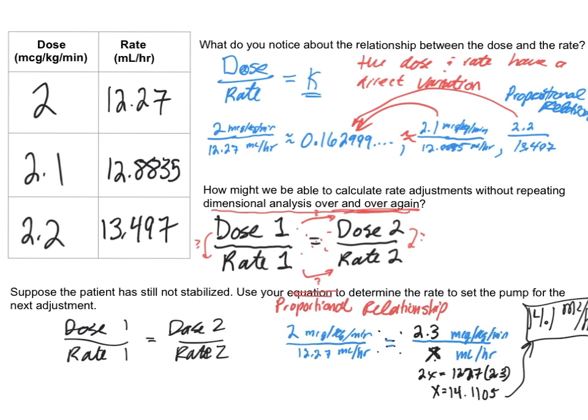So if we were to do the dimensional analysis again, this is what we would see. But we can avoid doing all of those same multiplicative and conversion factors by just setting up a proportion.